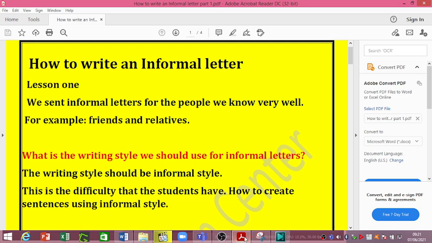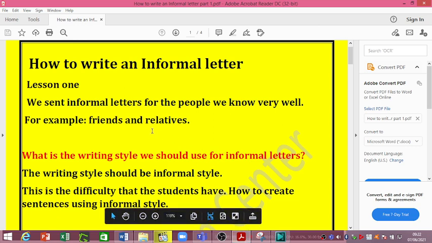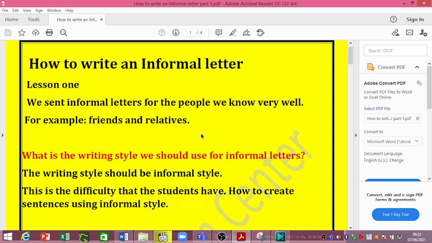Today our lesson is writing informal letters. In this lesson, we learn how to write an informal letter. We send informal letters to the people we know very well. That means friends. When you write a letter to friends, it should be in informal style, and when you write a letter to our relatives, it should be informal style because we know these people very well.